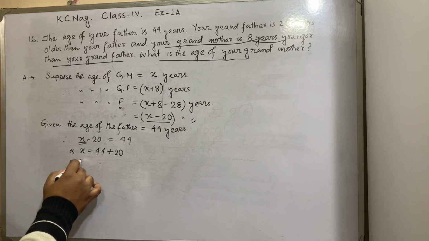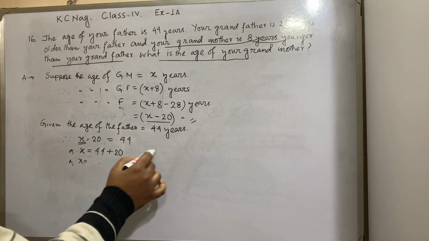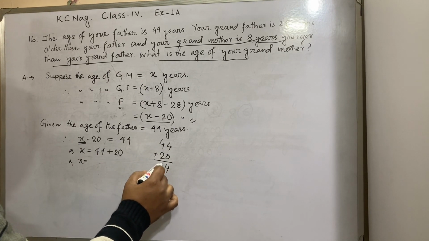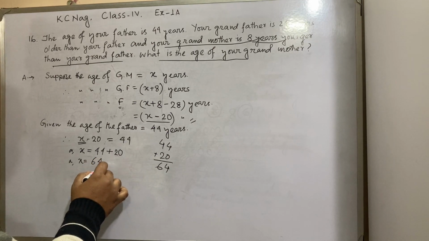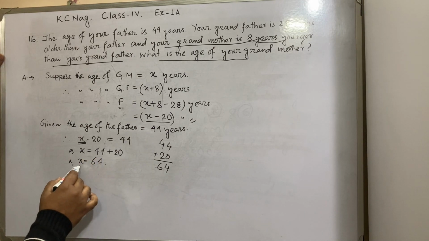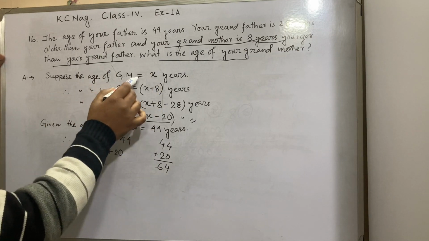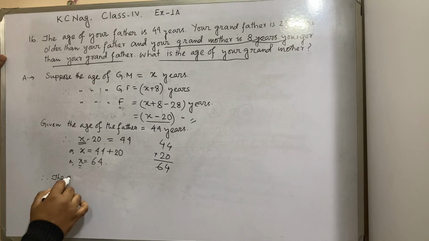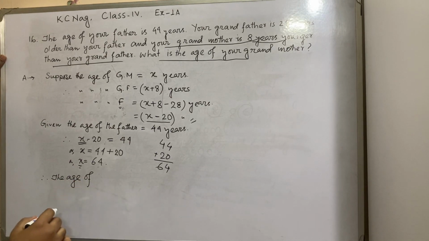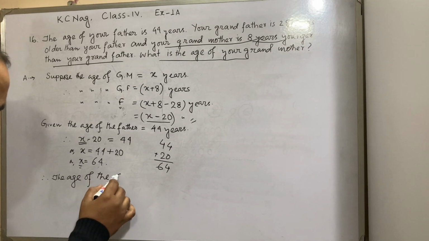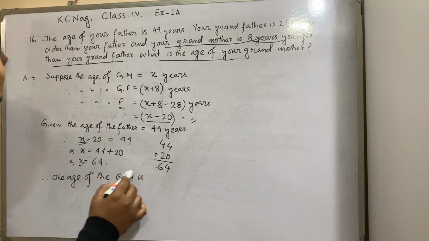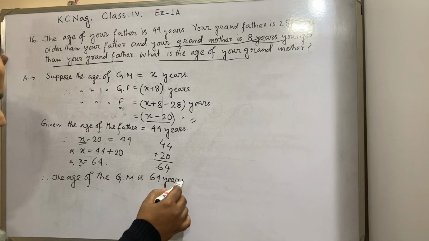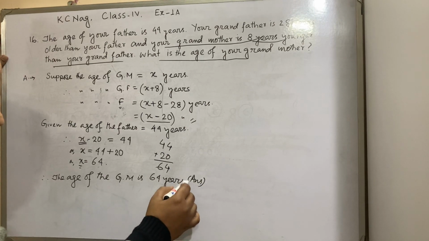Or x is equal to 44 plus 20. It becomes 64. That means what? What is the x? X is the age of the grandmother. So therefore, the age of the grandmother is x. X means what? 64. So 64 years. This is the answer.